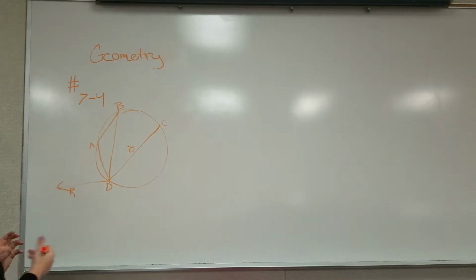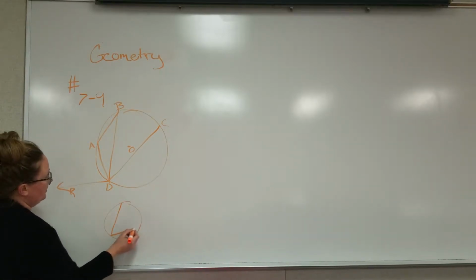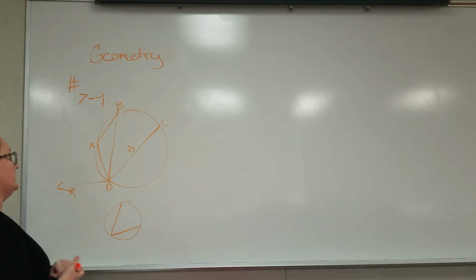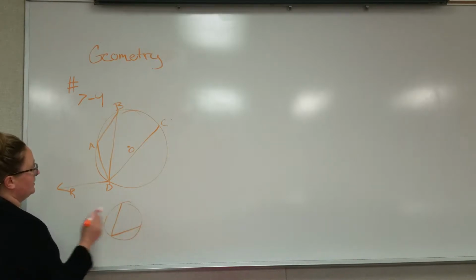All right, problems 7 through 9 are all about inscribed angles, okay? An inscribed angle is an angle that all 3 points are on the circle. So this angle like this is called an inscribed angle. Inscribed angles are equal to half of their intercepted arc.